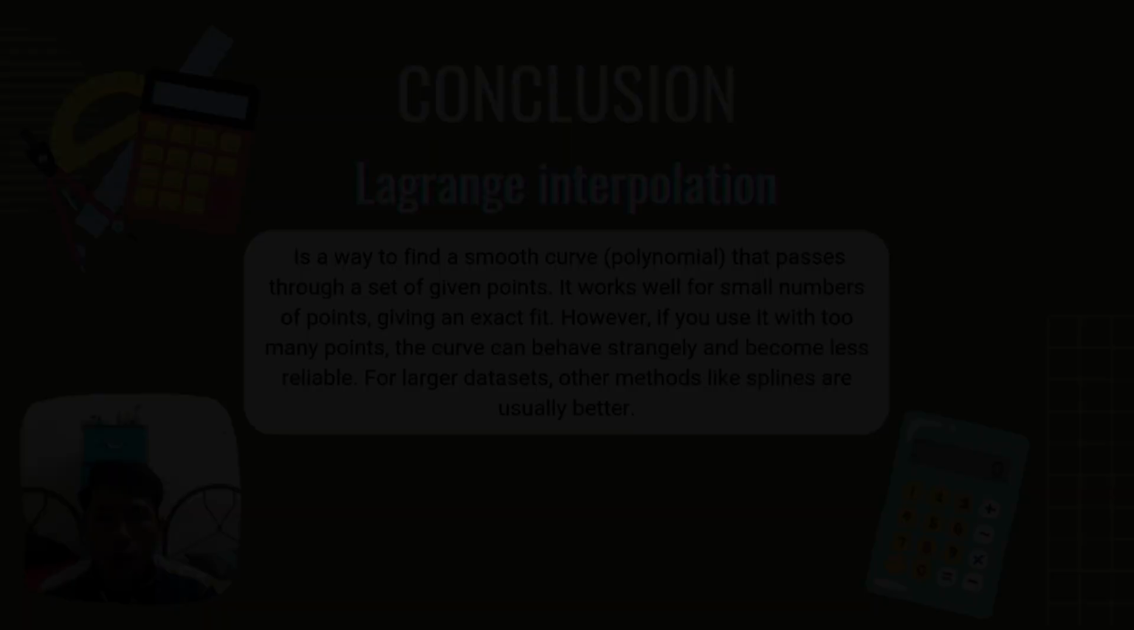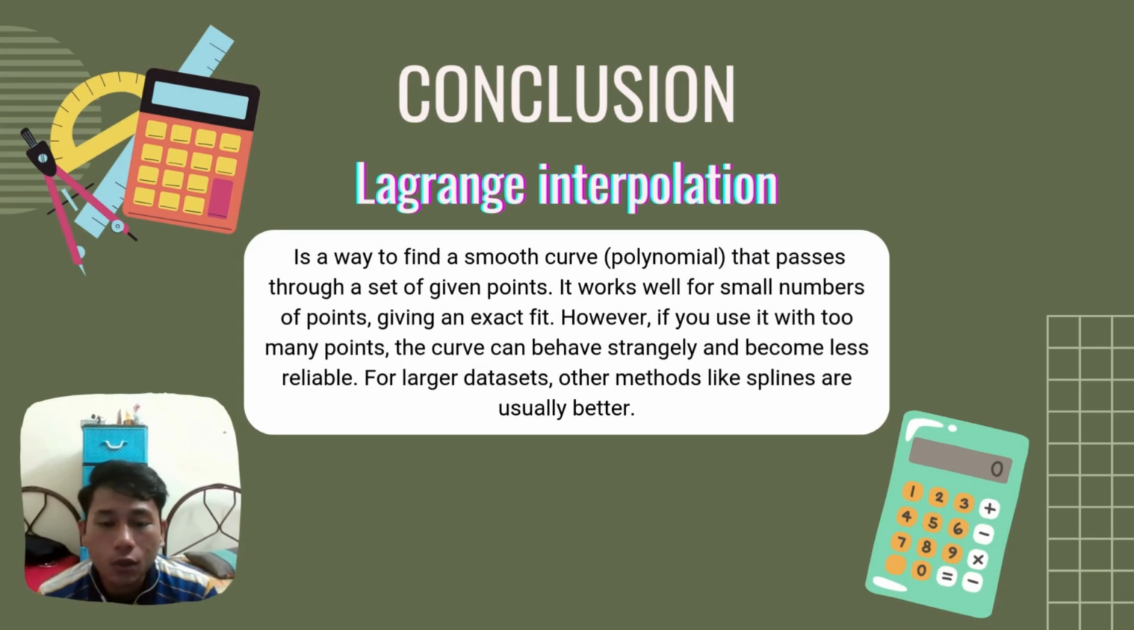Not that hard. Okay, so the last one is the conclusion. Lagrange interpolation is a way to find a smooth polynomial that passes through a set of given points. This works well for a small number of points, giving an exact fit. However, if you use it with too many points, the curve can behave strangely and become less reliable. For a larger dataset, methods like spline are usually better.